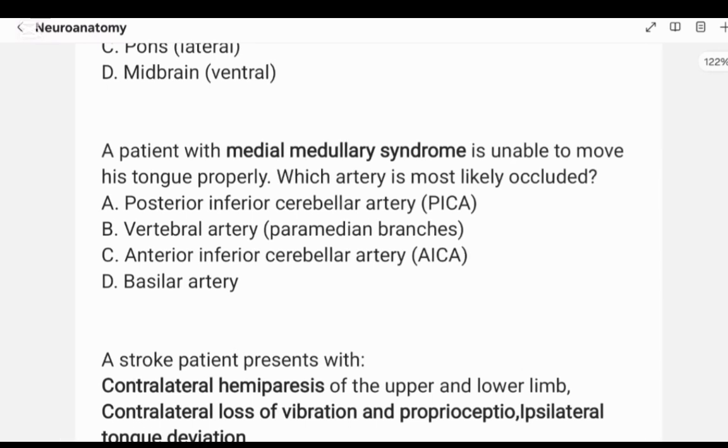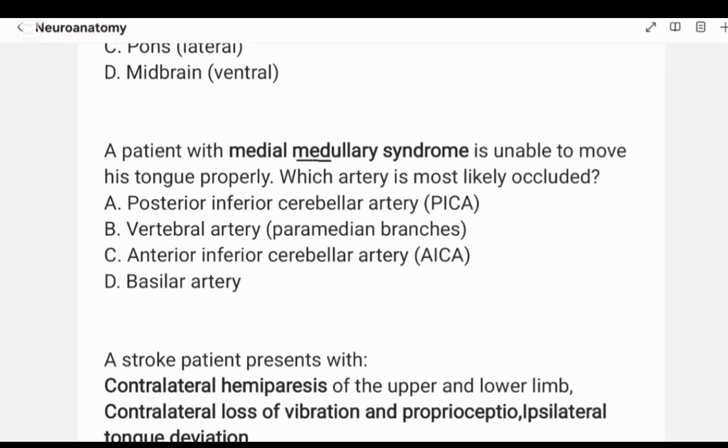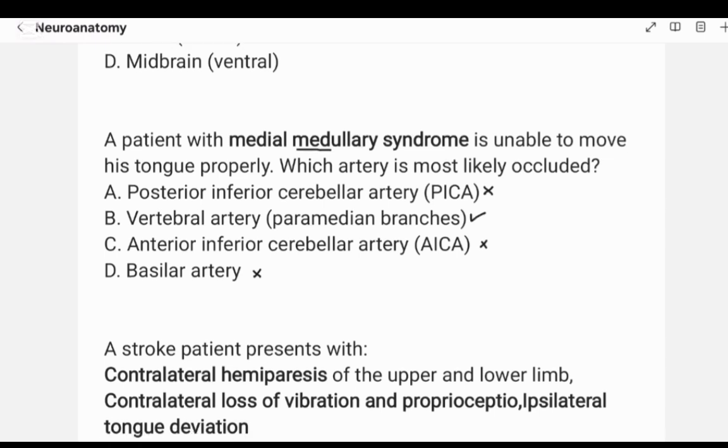Question 2, a patient with medial medullary syndrome already diagnosed is unable to move his tongue properly. Which artery is the most likely occluded? So PICA no, ICA no, basilar artery no, vertebral artery is the last option, and that is correct because the anterior spinal artery is a branch of the vertebral artery.